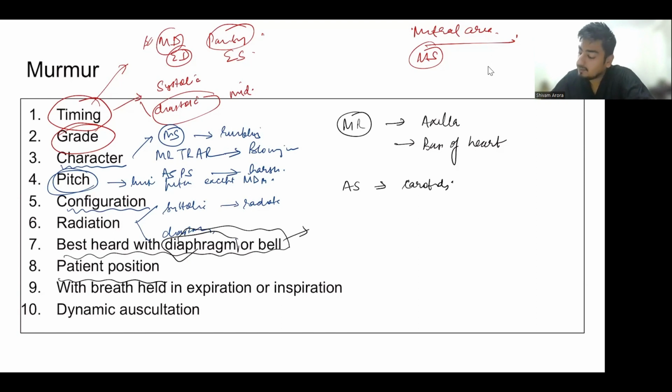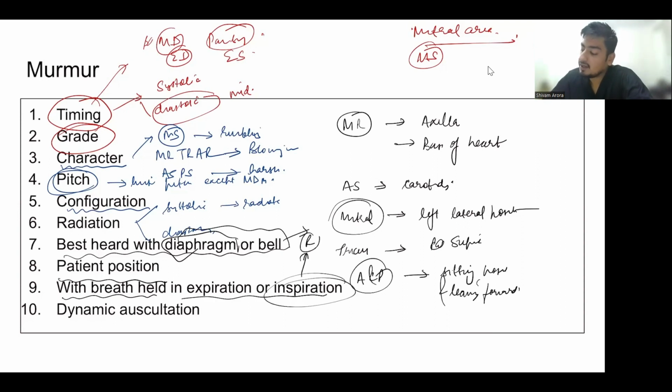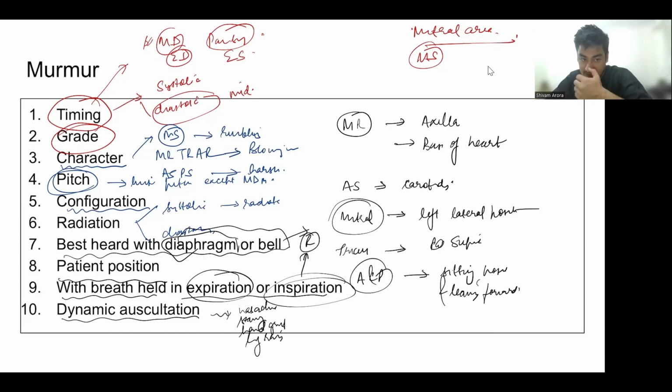Then we'll tell about the patient position. For patient position, murmurs in mitral area are better heard in left lateral position. Murmurs in tricuspid area are better heard in patient lying supine. Aortic and pulmonary area murmurs are better heard with patient in sitting position and leaning forward. Okay. Then we'll tell whether the murmur is best heard with breath held in expiration or inspiration. So generally, right-sided murmurs are better heard with breath held in inspiration, and left-sided murmurs are better heard with breath held in expiration. Then we'll tell about dynamic auscultation, that is, whether murmurs increase or decrease with Valsalva, standing, hand grip, or leg raise. Yeah. So in these 10 points, we have to describe the murmur.